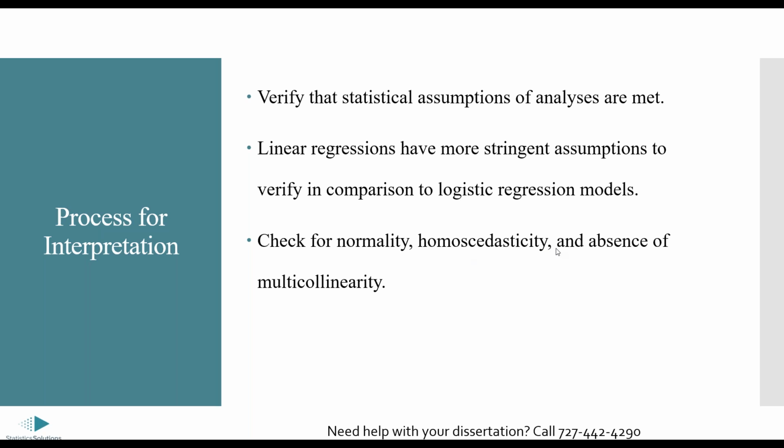Homoscedasticity is making sure that the residuals are randomly distributed. So you need to check that with a residual scatter plot. And typically in this plot, you want to see just an absence of a pattern. You don't want to see a straight line. You don't want to see an exponential curve. You just want to see random scatter. The final assumption is absence of multicollinearity, and that's checking to make sure that if you have multiple predictors, those predictor variables are not highly correlated with one another.